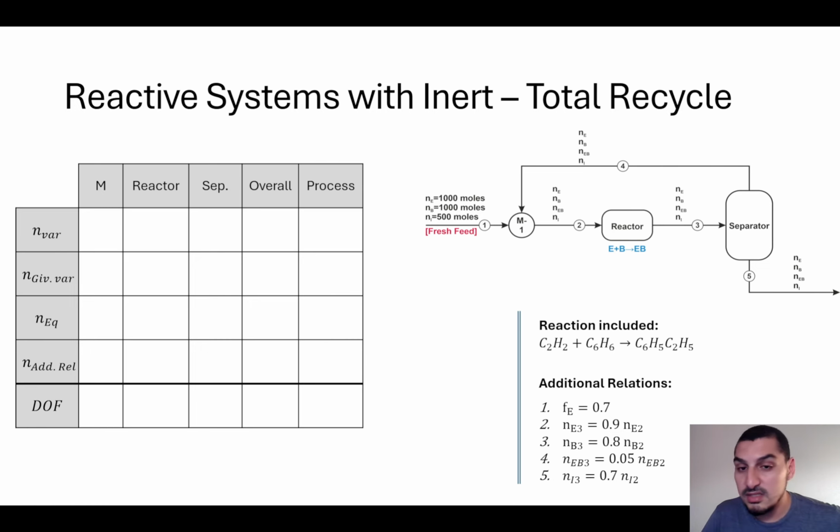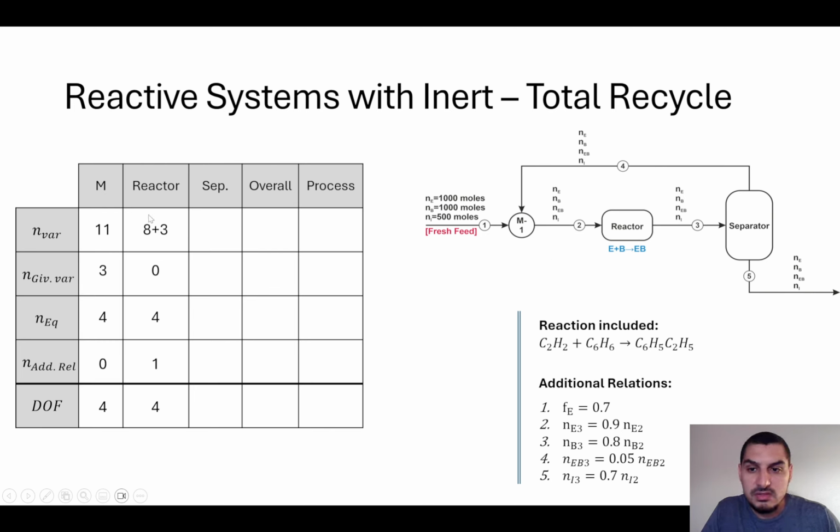For the degrees of freedom analysis for the mixer, we have 3 plus 4 plus 4, so it's 11 variables. We have 3 given variables, we have 4 equations, we have no additional relations, so this is 4. For the reactor, we have 4 plus 4, it's 8, plus 1. We have only one reaction here. We have 0 given variables, we have 4 equations, we have 1 additional relation, so this makes the degrees of freedom 4. If it's 8 plus 1, this is 9, minus 5, it's 4.